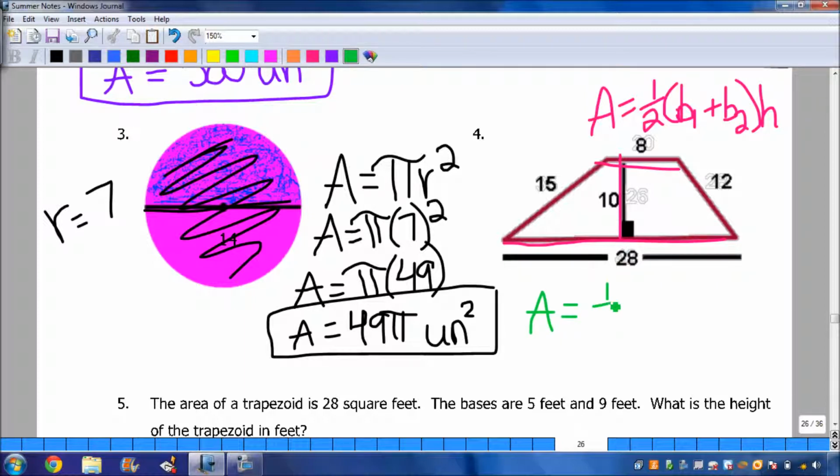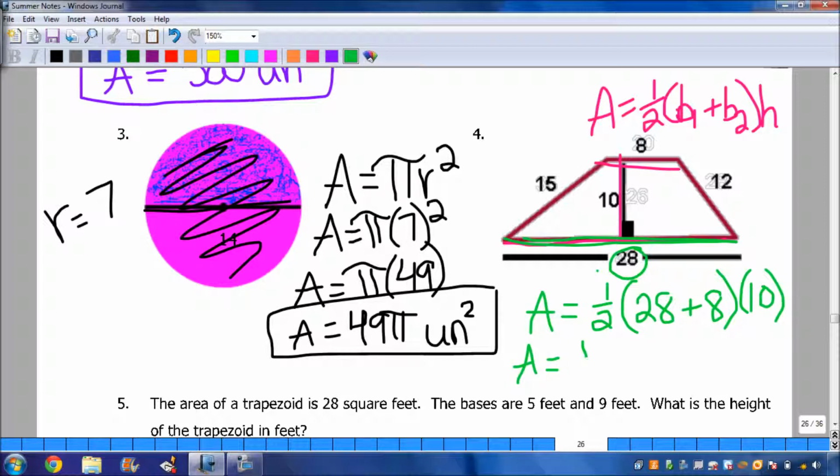So area equals 1/2 times the first base, which we said was 28. And we know this is the base because it's the bottom part. Plus the second base is 8, and then it's getting multiplied by the height. So I get 1/2 times 36 times 10. So just combine the 28 and the 8 together. Plug that all into your calculator, and you'll end up getting your answer of 180 square units.